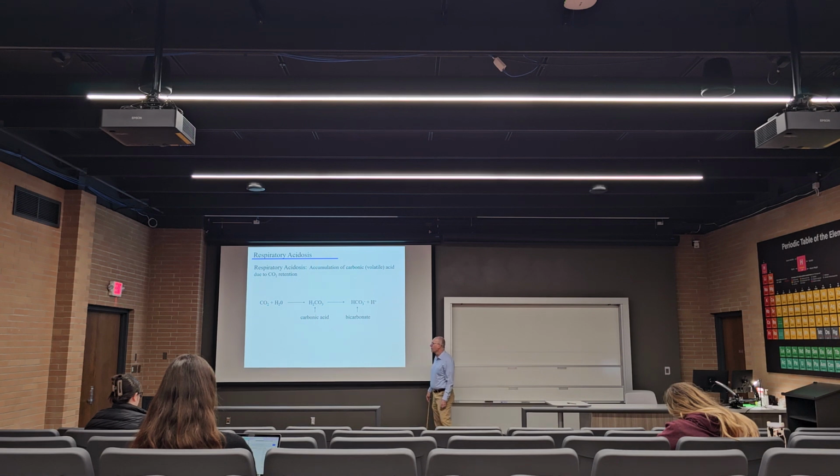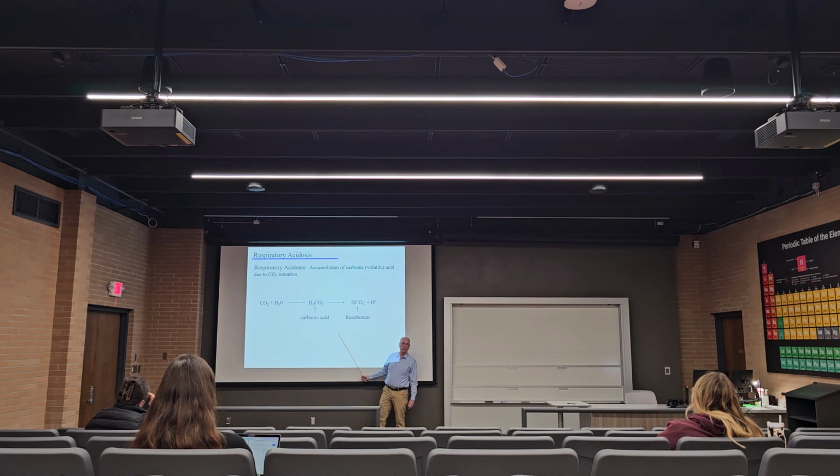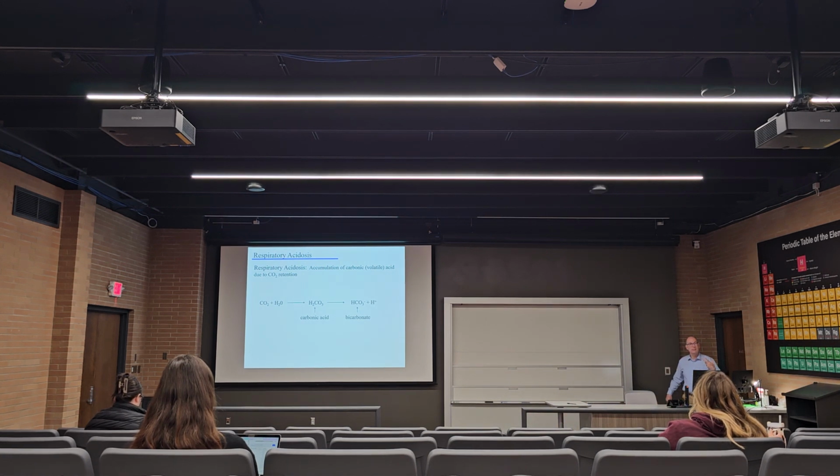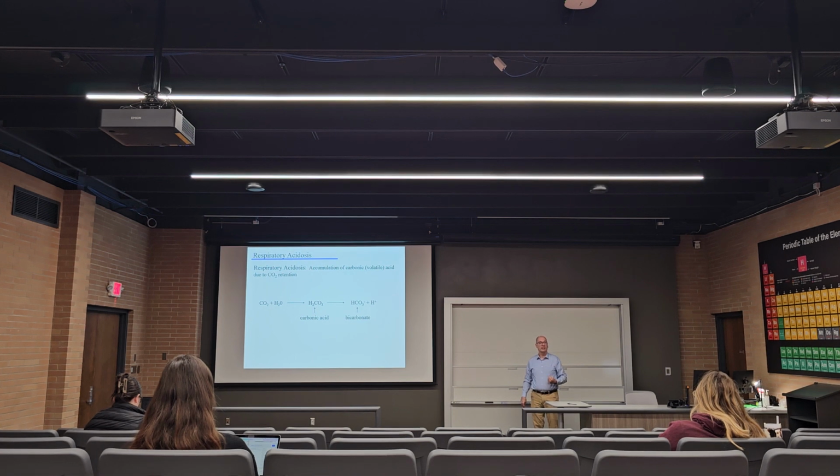By the way, CO2 and bicarbonate almost always go in the same direction. So again, in respiratory acidosis, we're getting too much carbon dioxide building up, and it's going to lead us to have too much bicarbonate. And we're going to respond to that drop in pH by producing more bicarbonate.